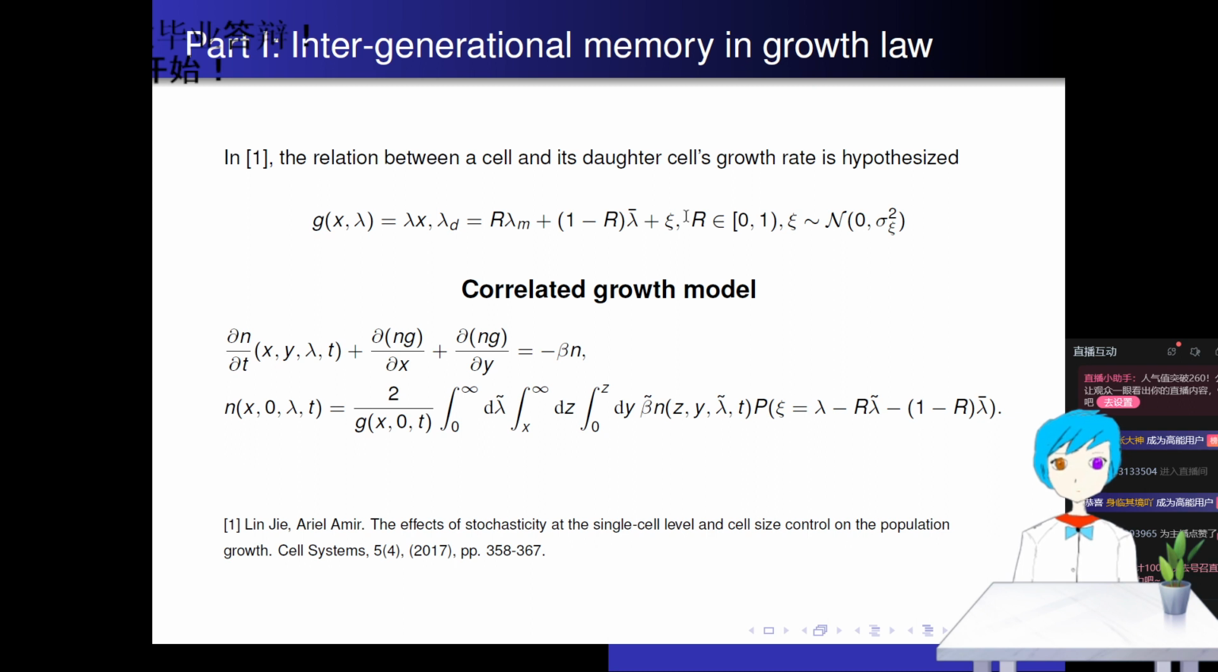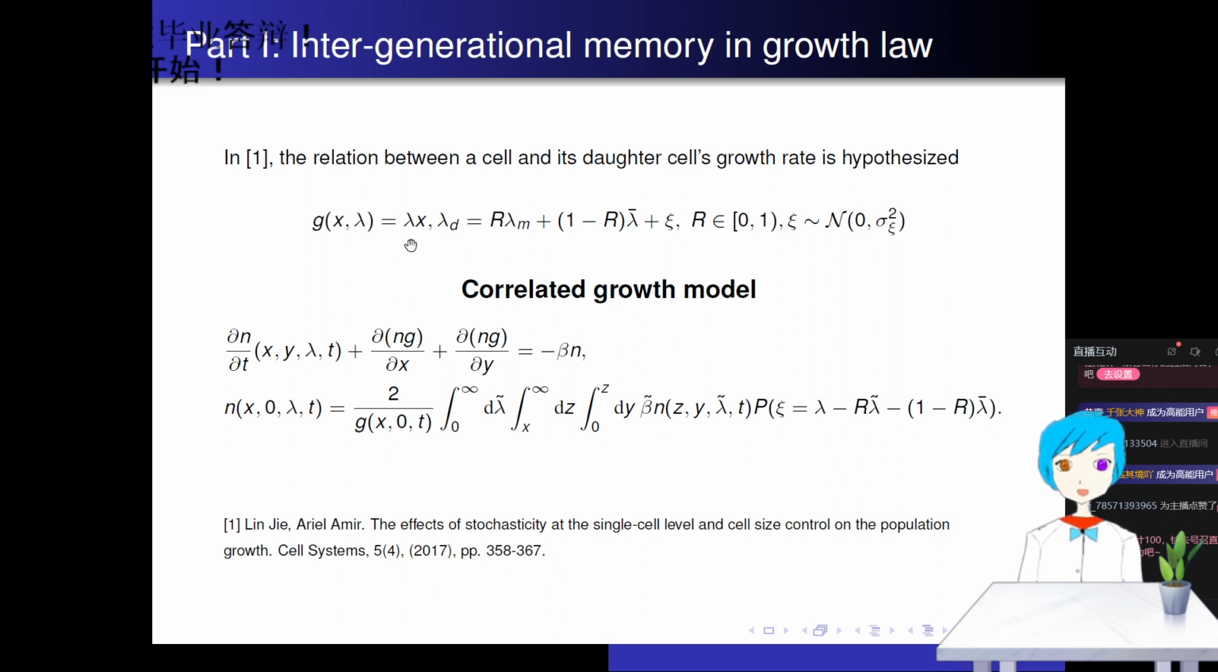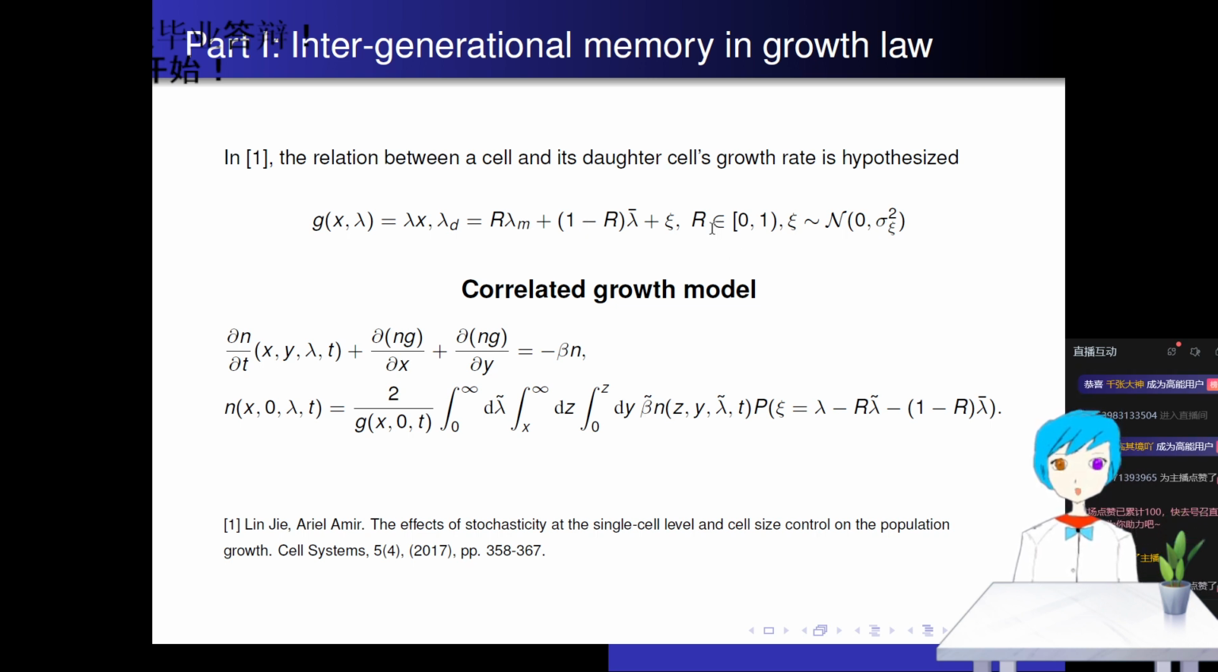Next, a recent experimental paper hypothesizes that there's some correlation between the mother cell's growth rate and the daughter cell's growth rate, under the assumption that the cell's growth rate is proportional to the cell size. The coefficient lambda can be correlated between two consecutive generations, and R is the correlation strength.